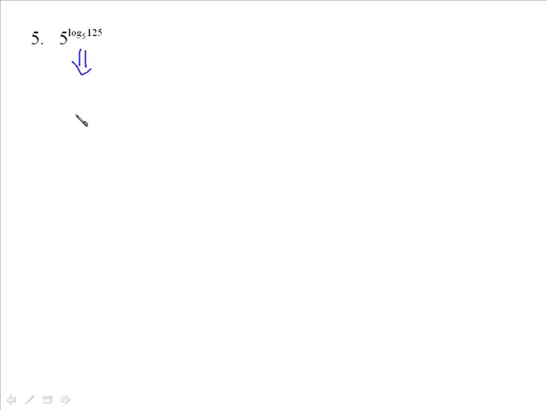Same thing here. This would be 5 to the exponent. Well, the log of 125 base 5 means 5 to what exponent is 125? Well, 5 squared is 25, 5 cubed is 125, so it's really just equal to 5 to the 3, which is 125.